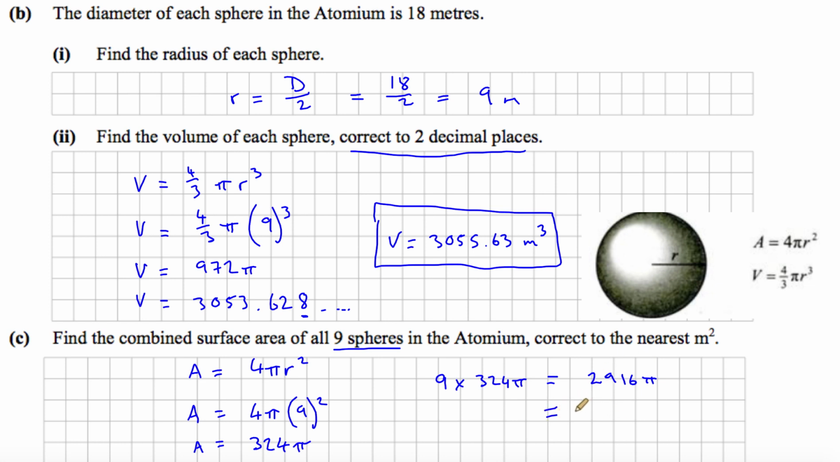And that's equal to, when I press the SD button, 9160.88, and on it goes. But if it's to the nearest meter, I'm going to look at the first digit after the decimal. Does this affect the 0 in front? Does the 8 affect the 0? The answer is it does. So the answer is 9161, and it's meters squared because it's surface area.